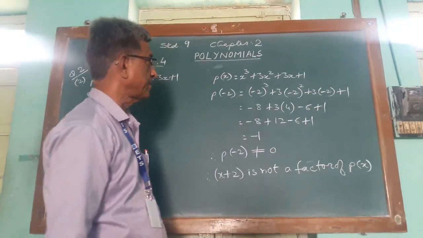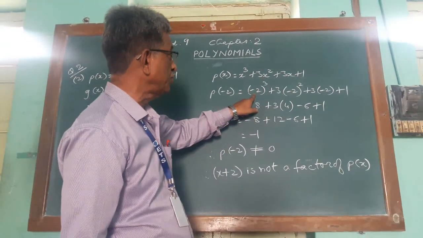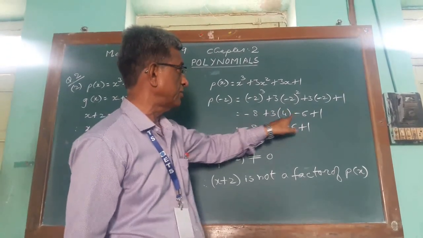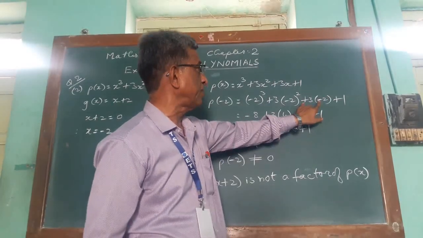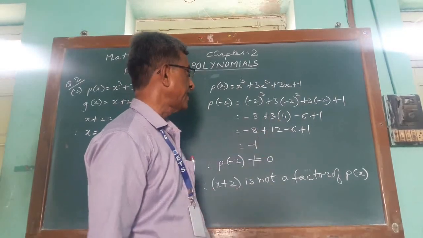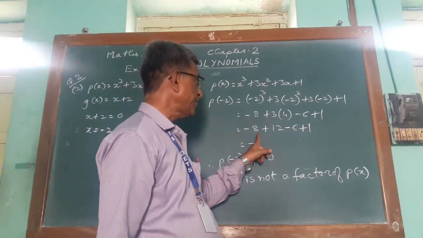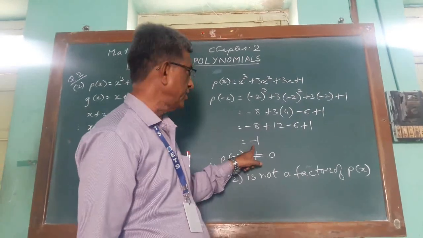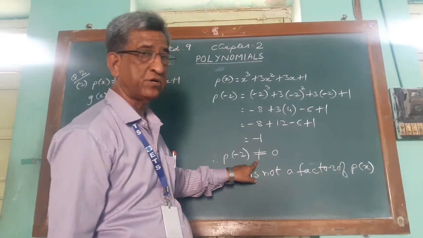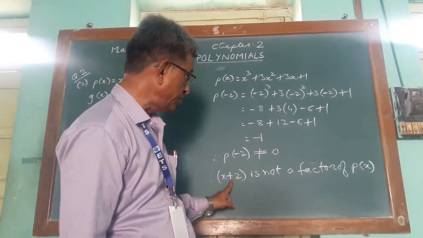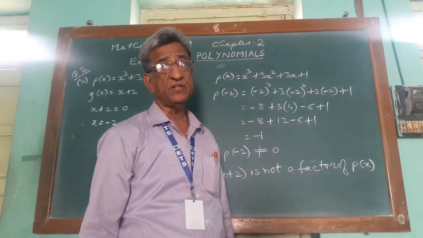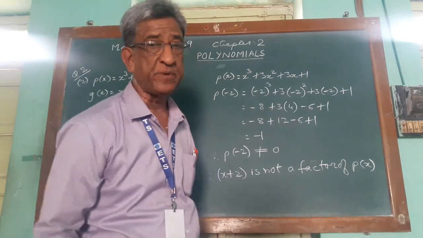Now simplify. Cube of minus 2 is minus 8. Square of minus 2 is 4. Plus 3 into minus, plus into minus is minus, plus 1. 3 4s are 12. Now simplify. If you simplify this, you will get minus 1. So here you are not getting 0. So p of minus 2 is not equal to 0. If it is not equal to 0, then you can say that x plus 2 is not a factor of px. So here gx is not a factor of px.